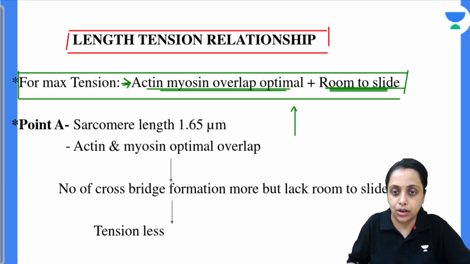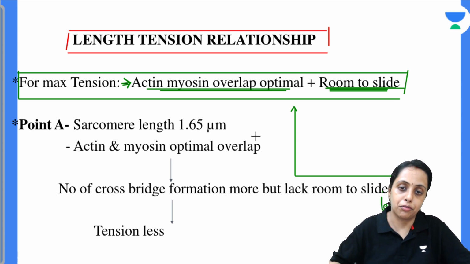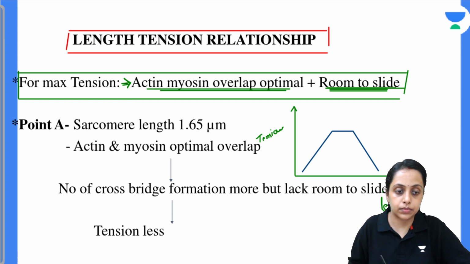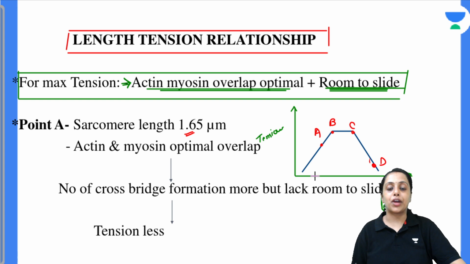Now, let me draw a curve for all of you. On x-axis, we are taking the length of muscle, length of sarcomere. On y-axis, we take this tension. Okay, next, drawing the curve for all of you. This is point A, this is point B, this is point C, and this is point D. At point A, the sarcomere length is 1.65 micrometer.